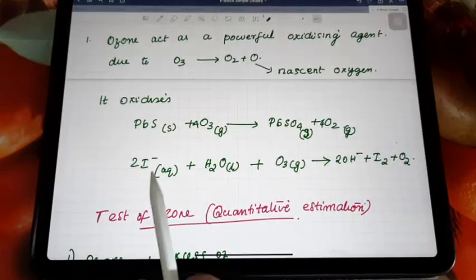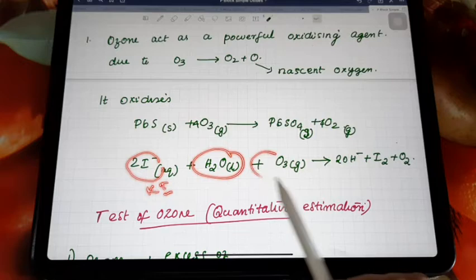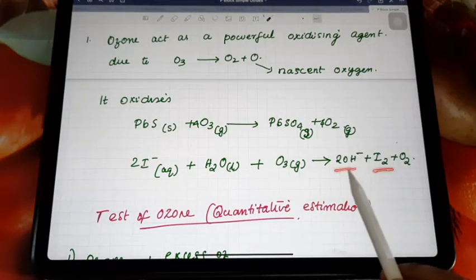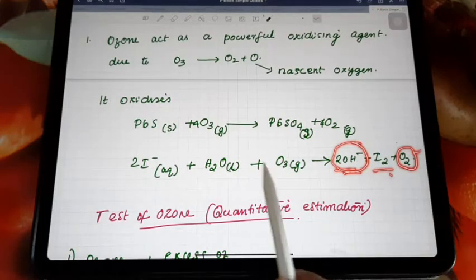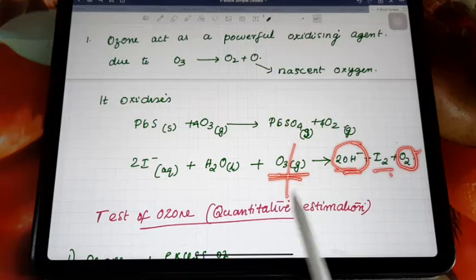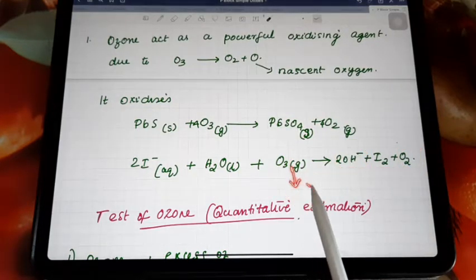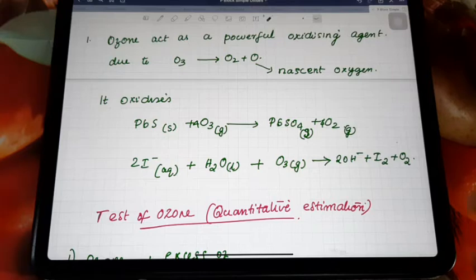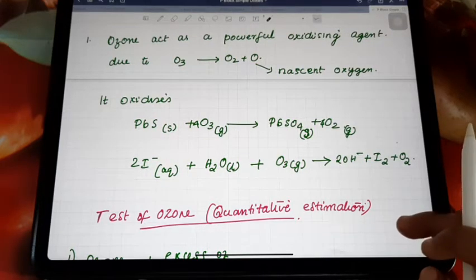Then next example, I minus, or otherwise KI you can take. When we add it with ozone, what happens? Iodine is liberated, OH minus is formed along with this oxygen. That means ozone is decomposed and forms oxygen, and when it is decomposed, one nascent oxygen is released along with this oxygen. That helps others to get oxidized. So this acts as a powerful oxidizing agent.